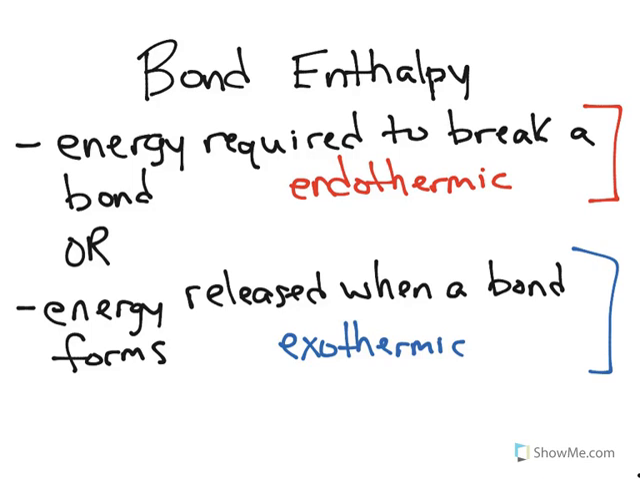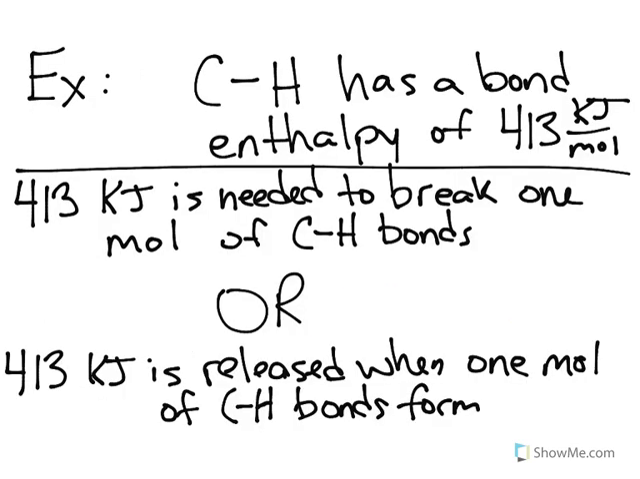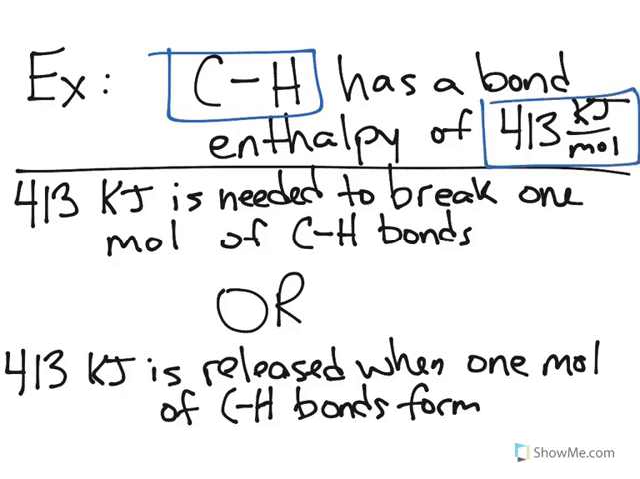In either case, the value is the same. The energy that is required to break something's bond is also the energy that that bond released when that bond formed. So to look at an example, we can consider a C-H bond. This is not like a molecule or anything. This is literally just one carbon attached to one hydrogen. That carbon to hydrogen bond has a bond enthalpy of 413 kilojoules per mole.